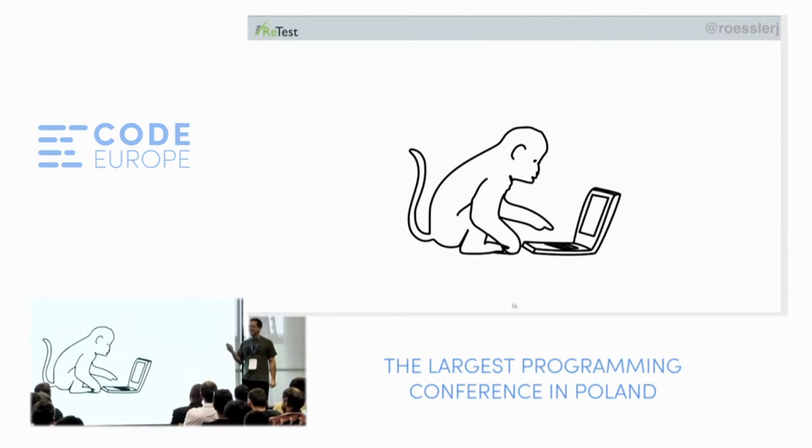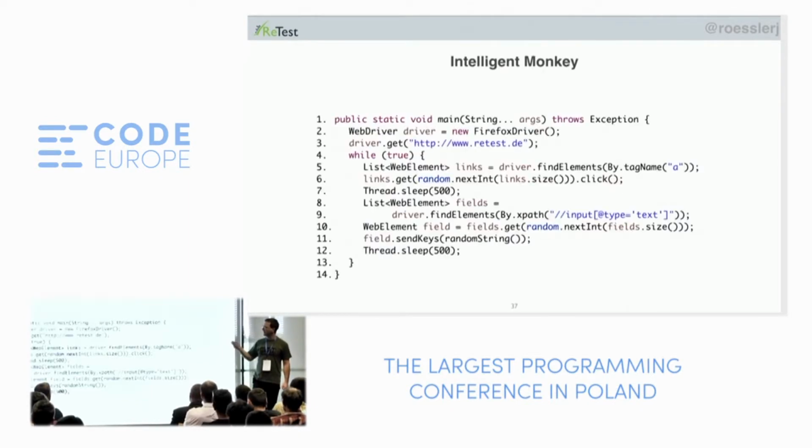And essentially, it is as easy as that. I also brought a smart monkey with me, and it looks like this. Now we are using Selenium, and essentially open a website and start clicking on link elements and enter text into text fields. And again, this is working code. You can execute it. It will work.